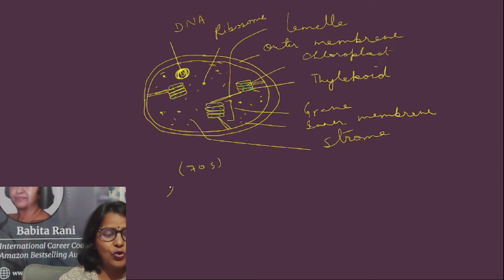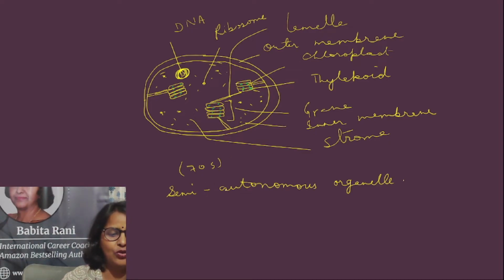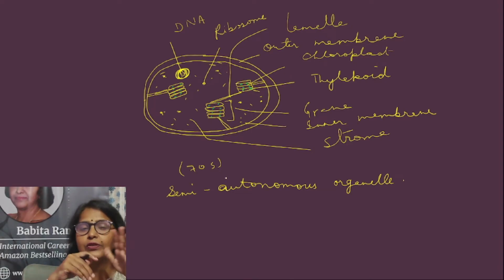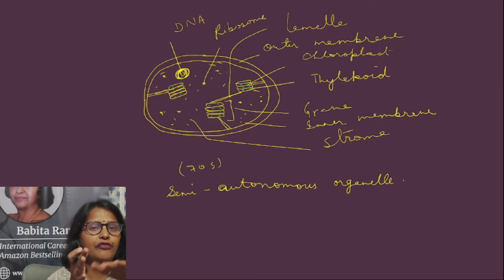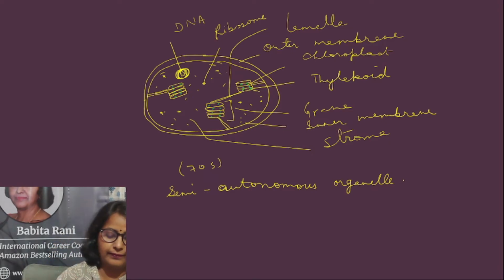So these chloroplasts are also known as semi-autonomous organelle. Why are they known as semi-autonomous organelle? Because they also have their own DNA and ribosome, so they are capable of carrying out certain processes on their own.